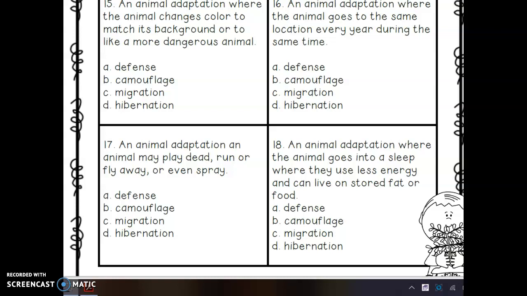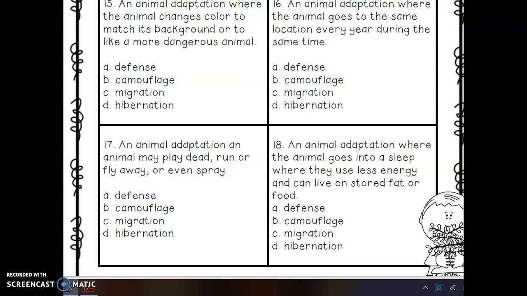18. An animal adaptation where the animal goes into a deep sleep, where they use less energy and can live on stored fat or food. A, defense, B, camouflage, C, migration, D, hibernation. Take a moment to think about it. If you said D, that's correct. Yes, the animal is hibernating.